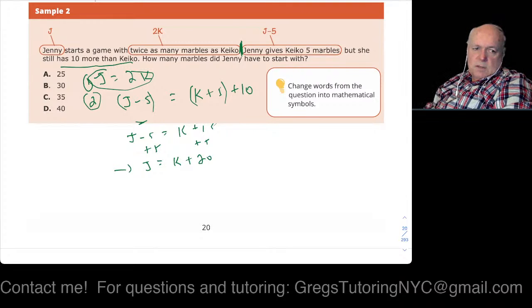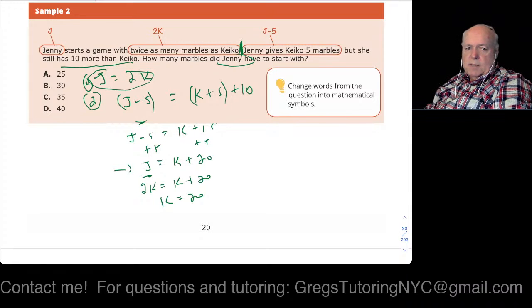And let me do that. So what I'm going to do is I'm going to replace this j by equation number 1, which told us that j equals 2k. So I can put 2k equals k plus 20. And then I subtract k from both sides, and I get k is equal to 20. All right? The question didn't ask us for Keiko, it says, what is Jenny? Jenny's the number of marbles. But if we know that Jenny is twice Keiko from equation 1, right? If J is 2K, then that's 2 times 20, and that's equal to 40. All right, so that's one way of doing it.